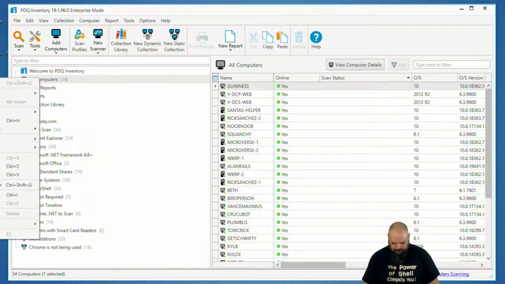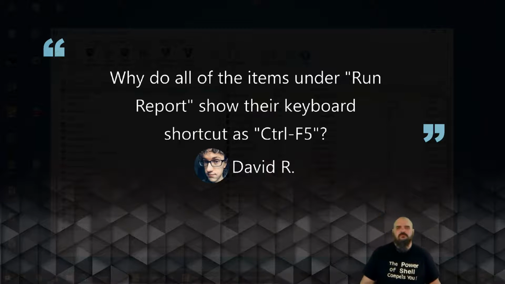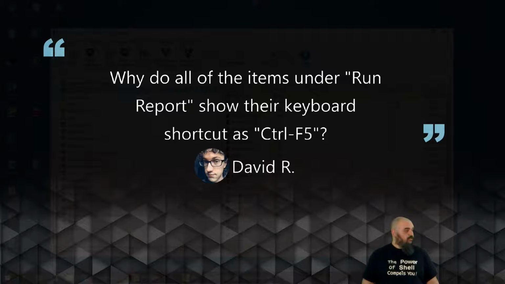Okay. Hey Jordan, why do all of the items under Run Report show their keyboard shortcut as Control F5? Sincerely, David R. Is that the default that we have set to a program for that specific report, or am I misreading the question? I believe it's a bug. It's a bug. Okay. Yeah, that Control F5 should not be showing up.